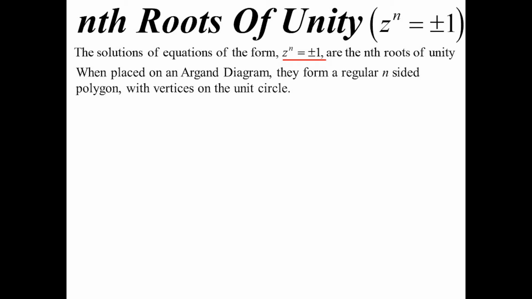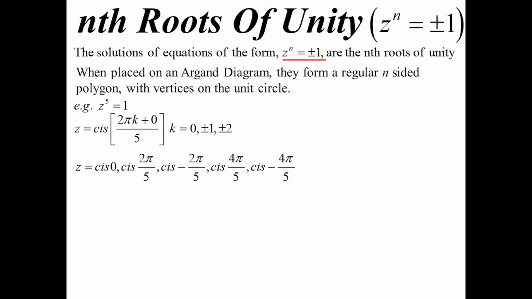Let's have a look at z to the power of 5 equals 1. So if we use the maths for it, of course 1 is a real number, so all the coefficients are real. So I know they're going to appear in conjugate pairs, so I'll go with 0, plus or minus 1, plus or minus 2 as my solutions, and I'll end up with cis 0, cis plus or minus 2 pi over 5, and plus or minus 4 pi over 5.